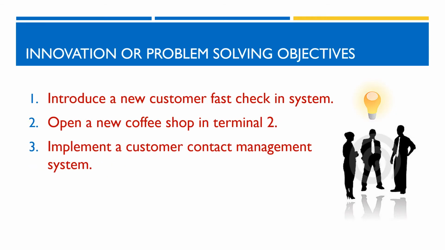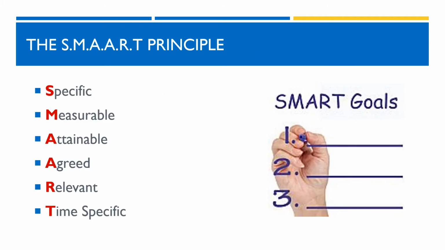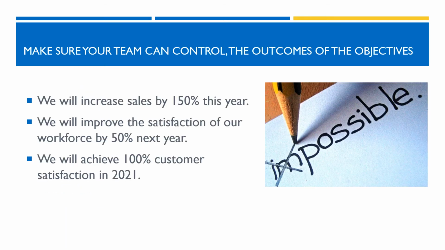Here are some examples of innovation or problem-solving objectives. Introduce a new customer fast check-in system. Open a new coffee shop in Terminal 2. Or implement a customer contact management system. And remember when setting your objectives to follow the SMART principle. Make sure your objectives are specific, measurable, attainable, agreed, relevant, and time-specific.